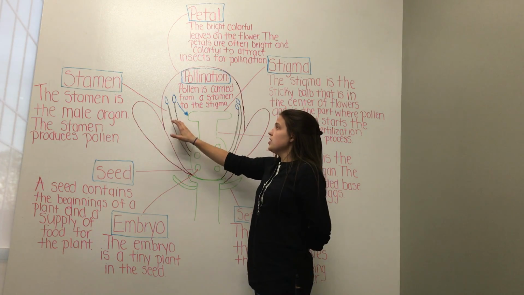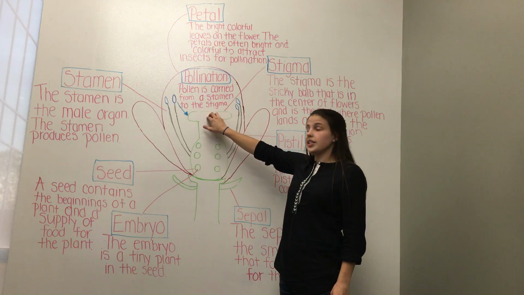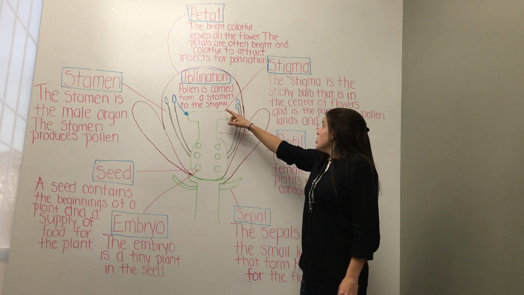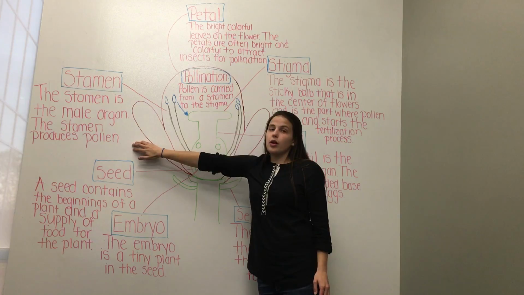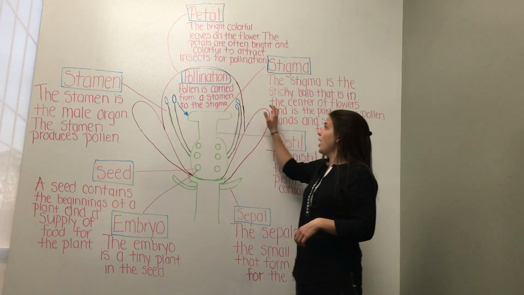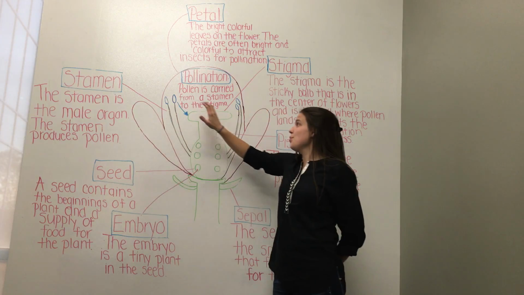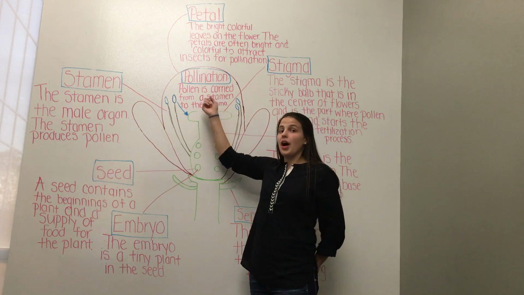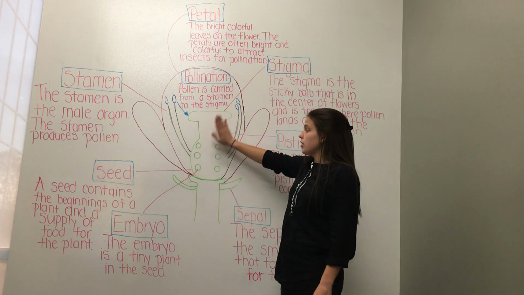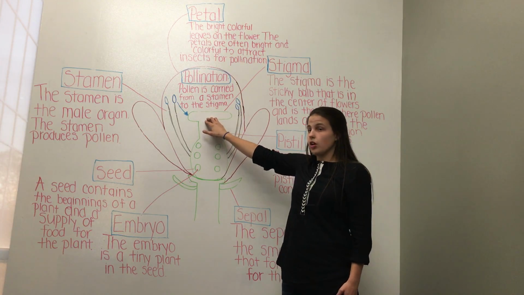And when the insects come get the pollen, they put it on the stigma, which is the sticky part right here in the middle of the flower. When they get it from the stamen, it gets stuck on them and they put it on the stigma, which is called pollination. But then when the pollination happens, this is called the pistil. So when pollination happens, this starts the fertilization process.